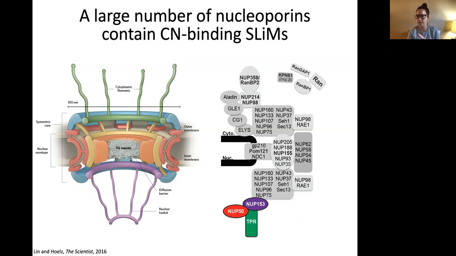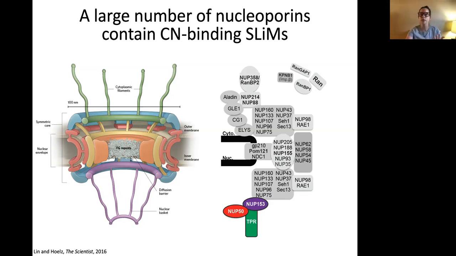in this process. I also want to point out here that while our paper was in review, another really nice paper came out that identified several interactions between calcineurin and various nucleoporins, really supporting this idea that clearly calcineurin is present at the pore and is performing some function, which was really exciting for us. So again, this suggests that there's a potential role for calcineurin at the pore.